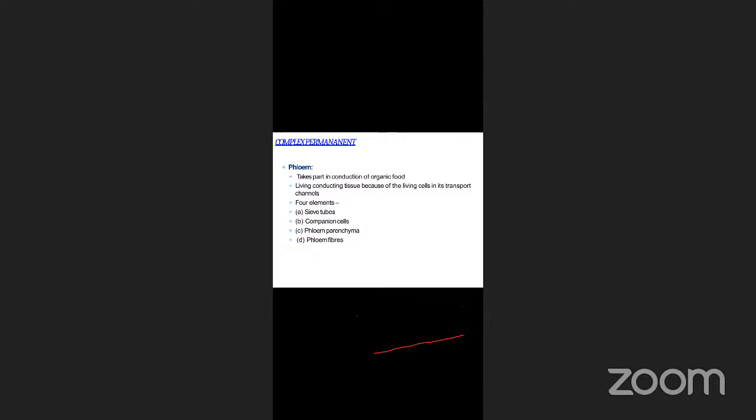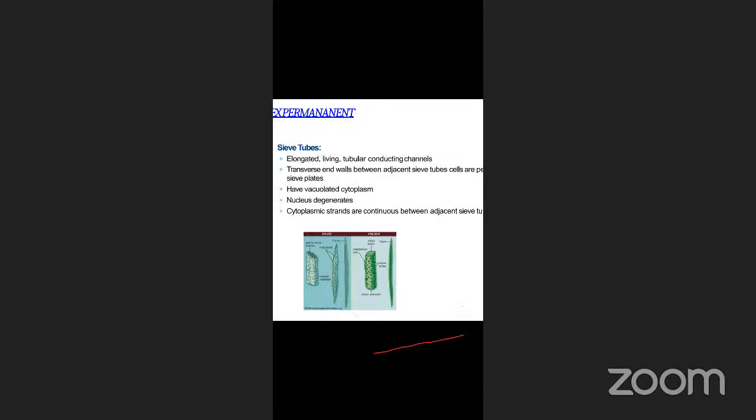Next, companion cells. Xylem does not show companion cells; phloem shows companion cells, phloem parenchyma, phloem fibers, and phloem rays. All these are the complex tissue elements of phloem. Sieve tubes are elongated, living, tubular conducting channels, just like tracheids.